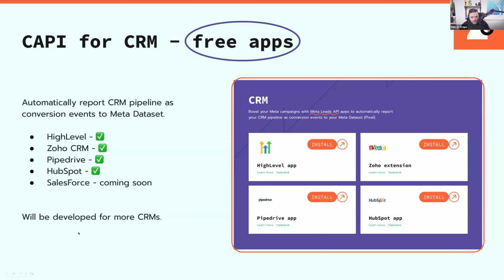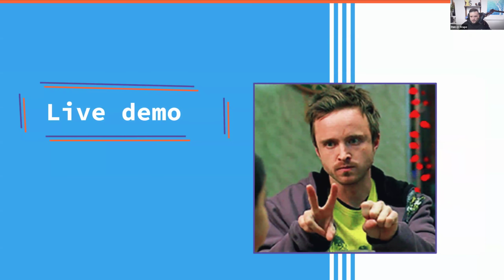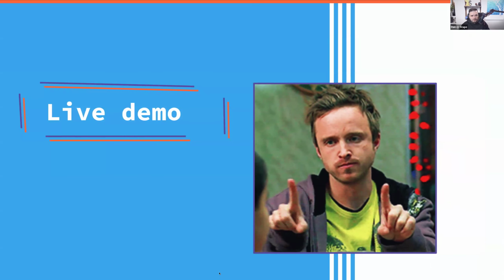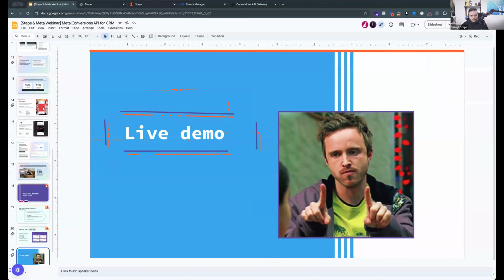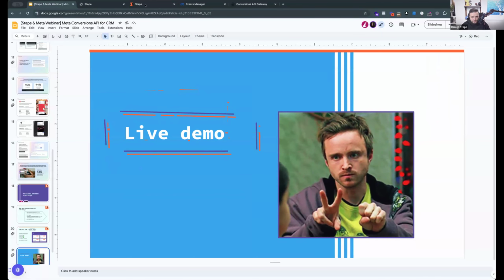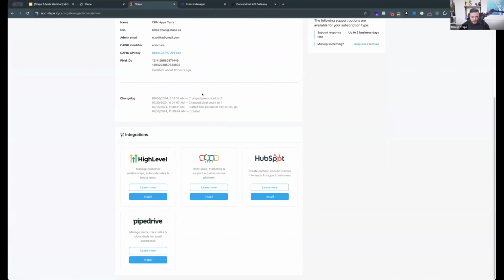Just to go through the list, we have HighLevel, Zoho, Pipedrive, HubSpot, Salesforce is currently in development. And I pretty much expect that in 2025, we're probably going to be releasing a bunch more to cover even more CRMs out there. So with that being said, I'm just switching to the live demo. So I'm going to pause the slideshow and yeah. I'm going to show you the Stape account right now.